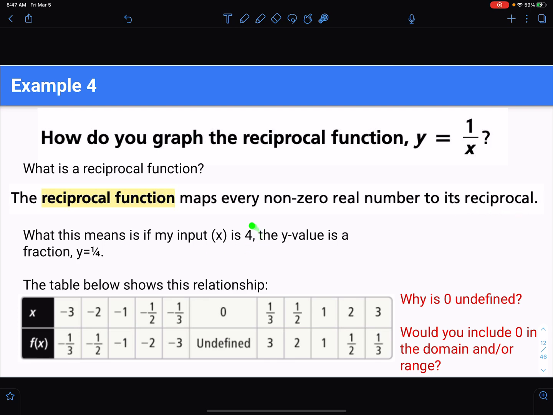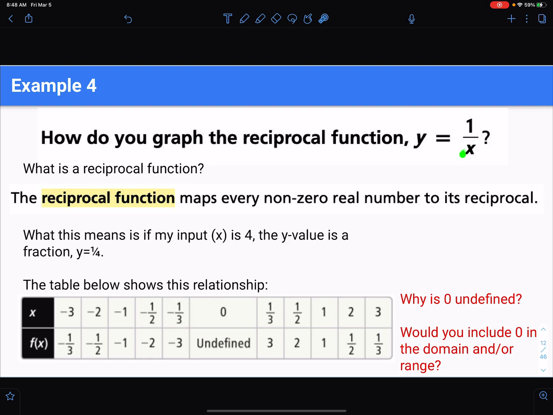So that means if I put x equals 4 into my function, then it'll come out with a y value of 1 over 4. So it just flips it and puts, instead of 4, it puts it underneath 1. So I've included the table from the textbook here. And first question is, why is 0 undefined?